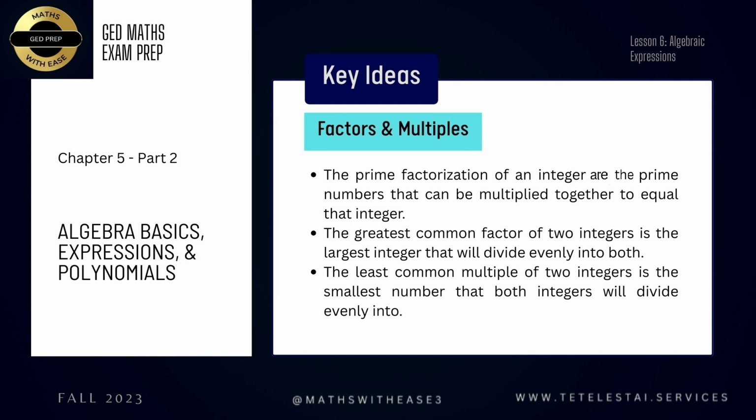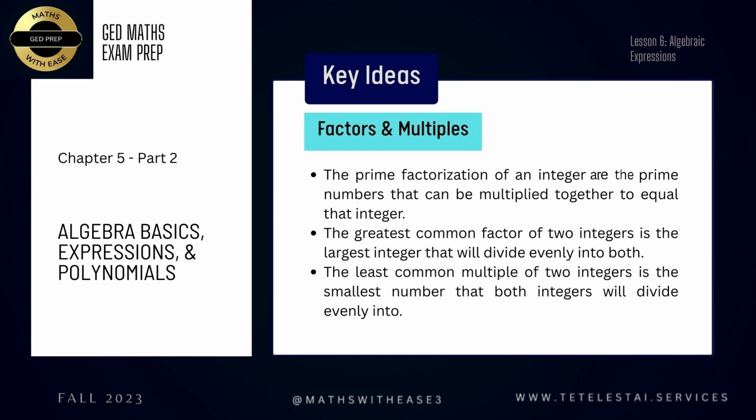All right. The greatest common factor of two integers is the largest integer that will divide evenly into both, right? So again, back to our example with 4, the greatest common factor, okay, well, let's do 4 and 8. Okay, greatest common factor would be 4, because 4 would divide evenly into 4, and 4 into 8 is 2.